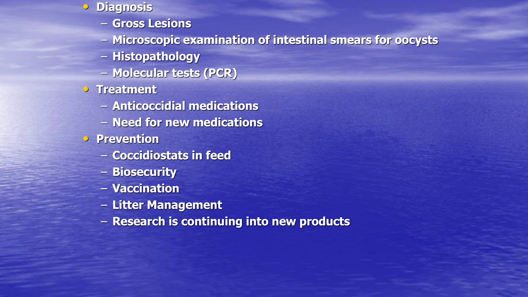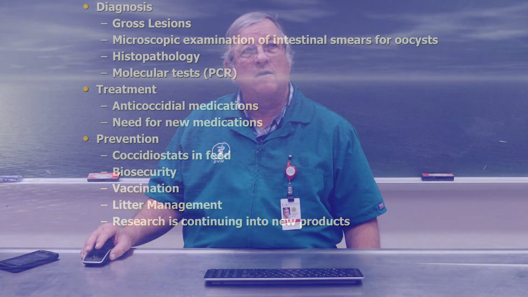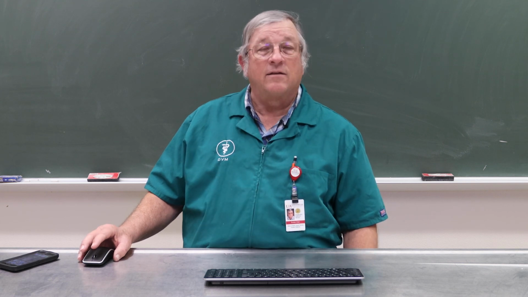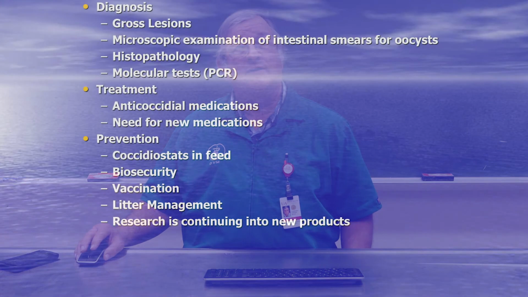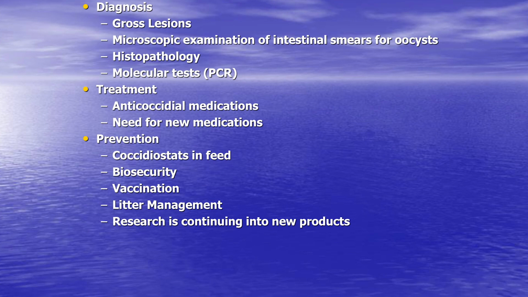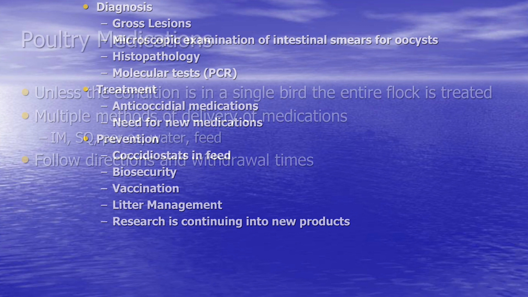Prevention: coccidiostats in the feed. These are routinely used. Good biosecurity. I mentioned earlier that these oocysts can be tracked around, so good biosecurity helps you. Vaccination. There are vaccines for coccidia that can be given. Good litter management. We don't want to have wet spots in the poultry house litter that allow these coccidia to survive longer. And then again, continuing research into new products will help, hopefully.